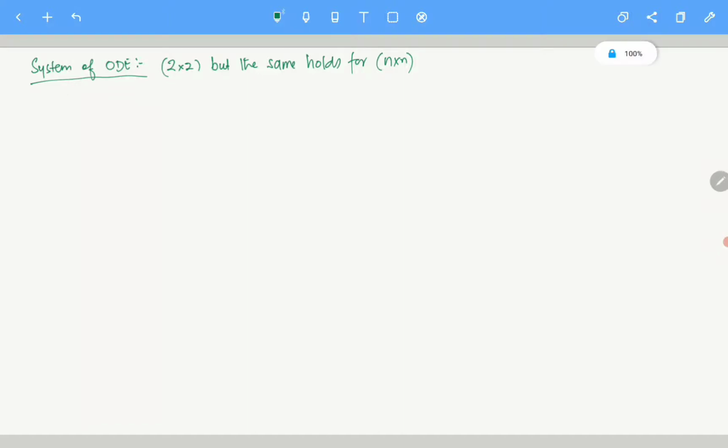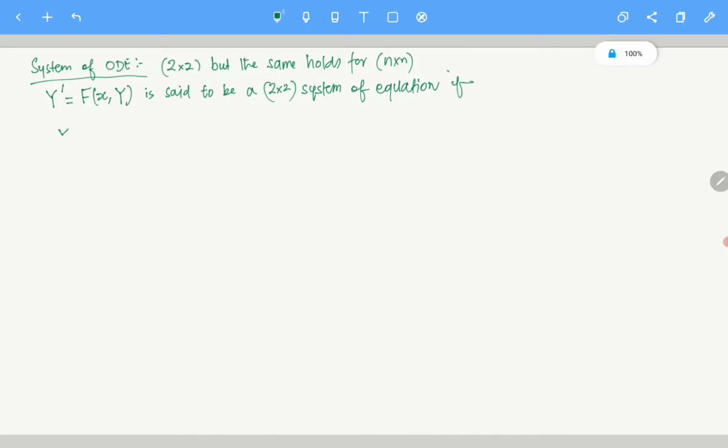So how do I go about it? What is the definition of a system of equation? So you have an equation which will look like this. Capital Y prime is equal to some function of small x, this is the variable, and capital Y, is said to be a 2 cross 2 system of equation, if you break it up. How does it look?